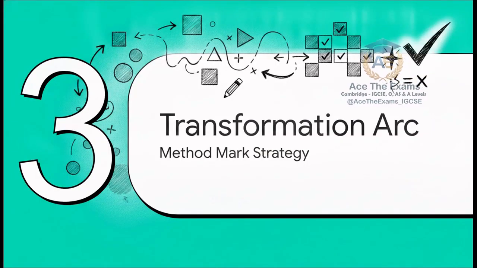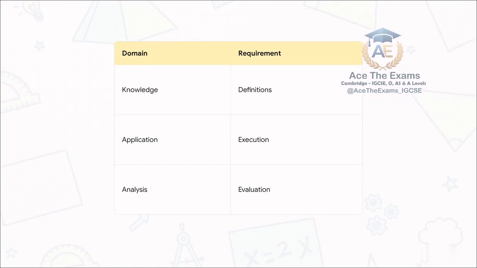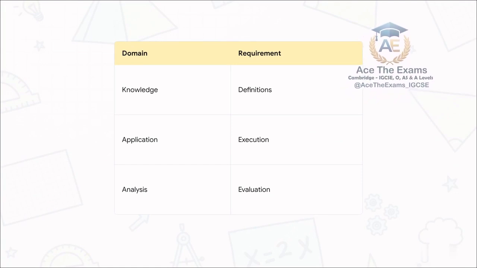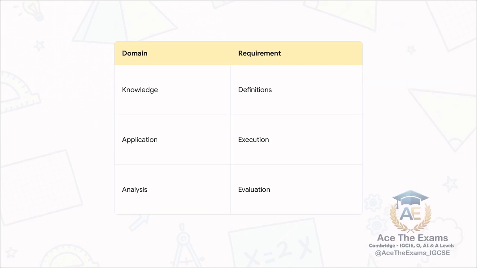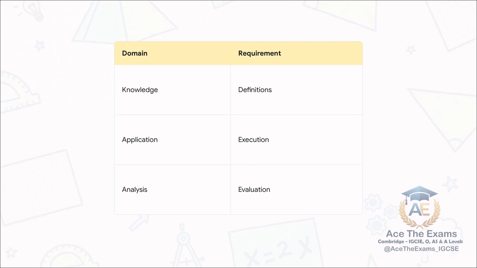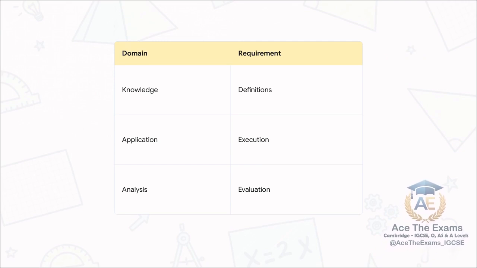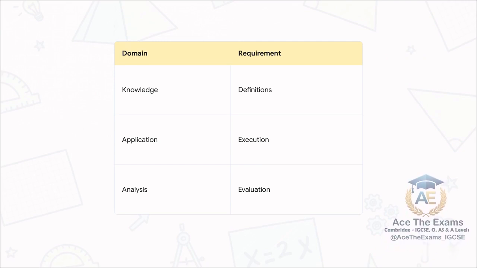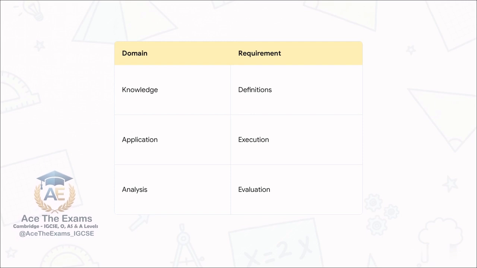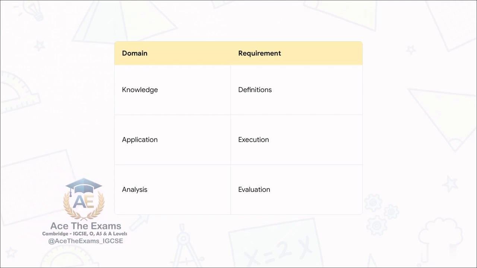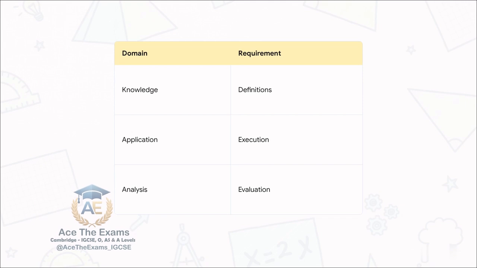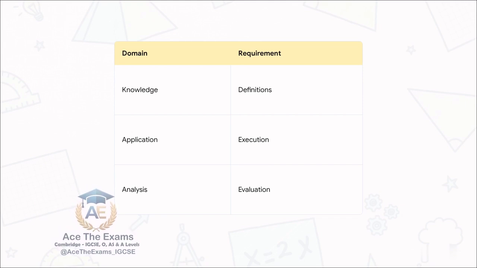Section 3. The transformation arc. The method marks strategy. Now notice how the assessment objectives actually break down on this table. Top students make sure they hit every single cognitive domain in their answers. For knowledge, you have to understand definitions, like correctly identifying those A, B, and C parameters we just covered. For application, you need professional execution. This means using appropriate formal mathematical terminology, like explicitly stating the amplitude or the periodicity. And finally, for analysis, you need evaluative thinking. This is where you justify your graphical sketches or your algebraic solutions with clear sequential working out.